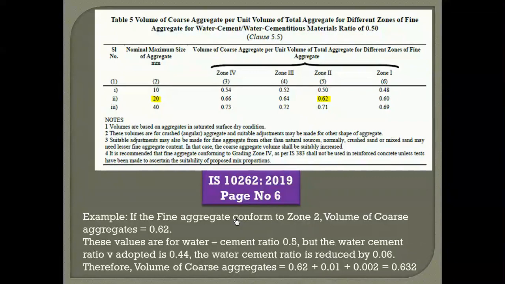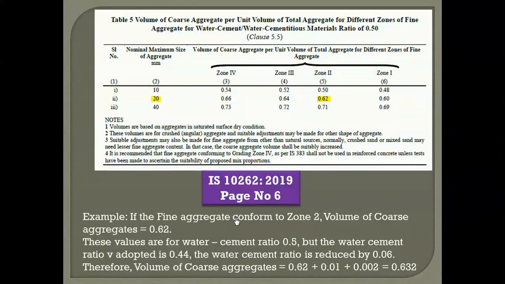For every 0.01, you can just do the calculation. For 0.05 you are decreasing by 0.01, so for 0.01 the change is 0.002. So for our water cement ratio of 0.44, the volume of coarse aggregate is 0.632. This is how we have to calculate the volume of coarse aggregate.